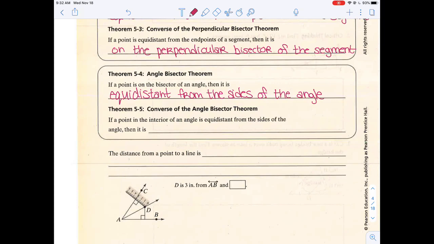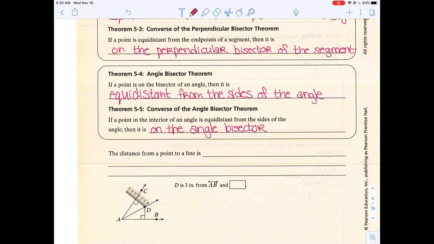5.5 switches it around. So it says if a point in the interior of an angle is equidistant from the sides of the angle, then it is on the angle bisector. So this one is how to figure out if it is on the angle bisector. Okay, then we have a distance.